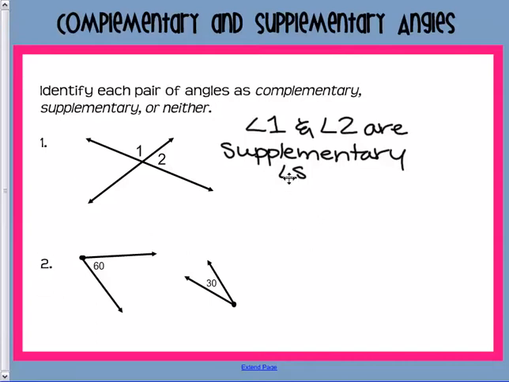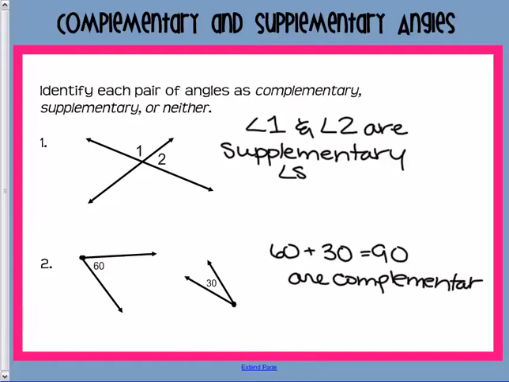Okay, and this right here means angle. If we look here, 60 degrees and 30 degrees. If we add them together, 60 plus 30 gives me 90. What do we know about that? We know that these two angles are complementary because they equal a 90-degree angle when added together.